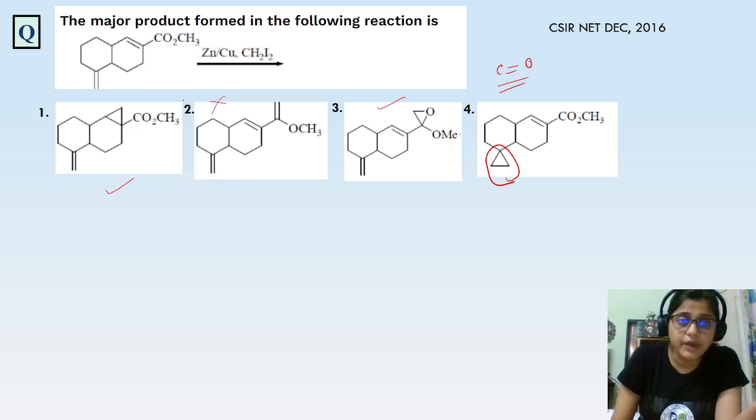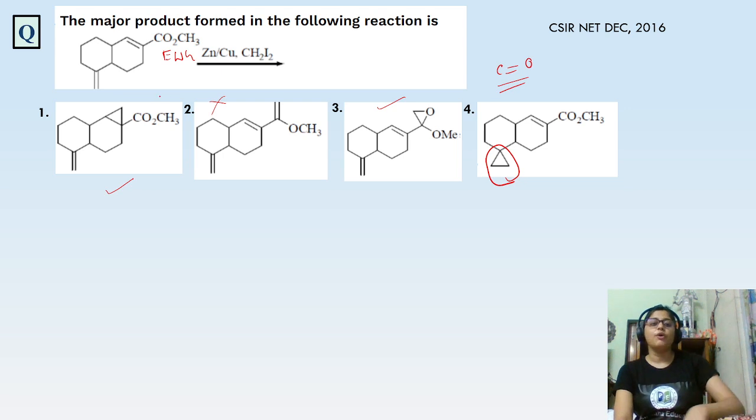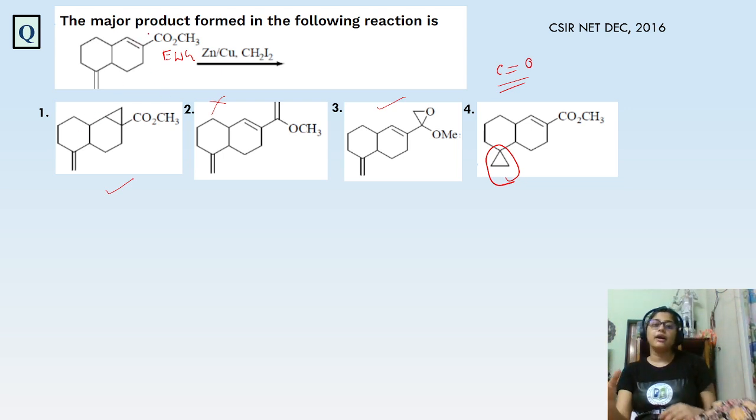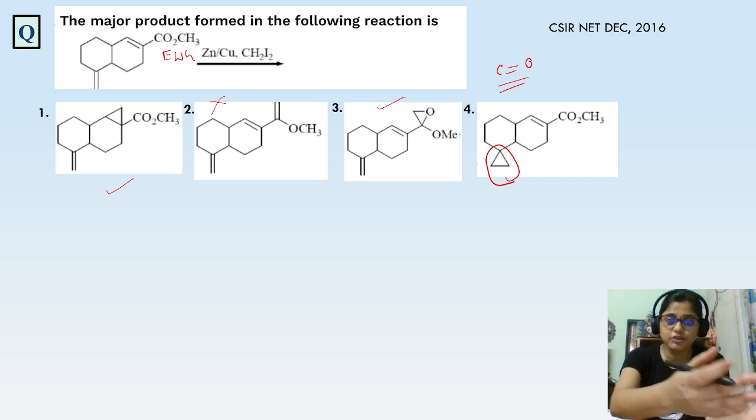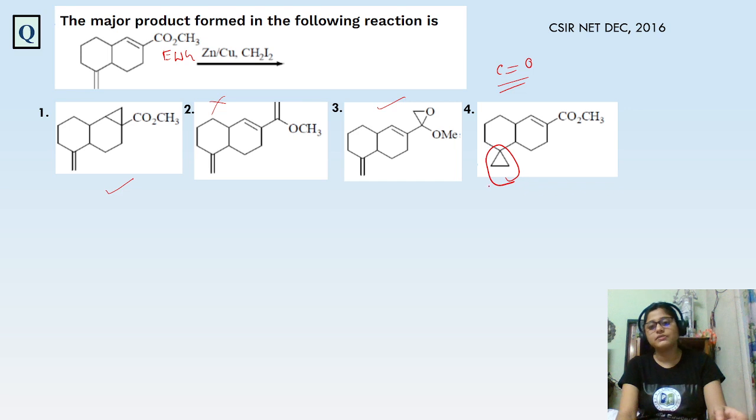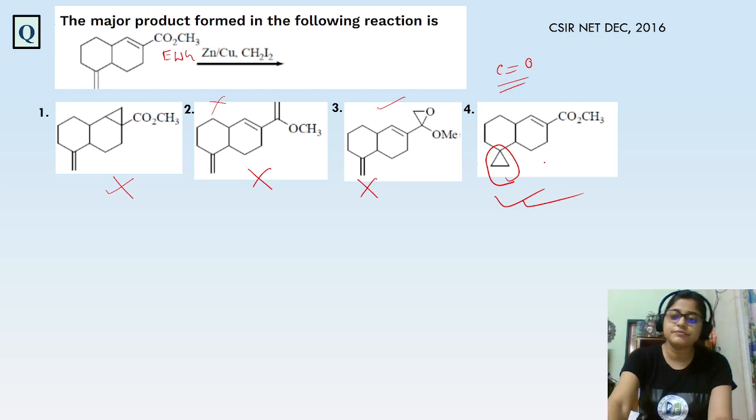Here one electron withdrawing group is present, which draws the electron density of the double bond. So it will not attack efficiently, which we talked about previously, right? So the other will attack and form the cyclopropane ring. So the answer will be 4.